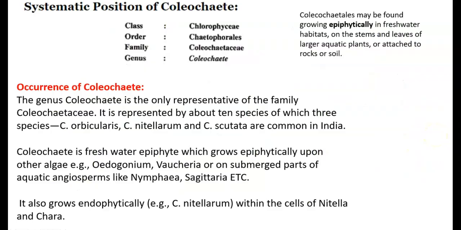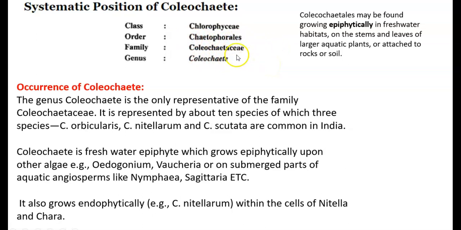Okay, now coming to the systematic position of Coleochaete. Whenever we write an answer, I always tell that we have to be careful to write the systematic position, because that will give an impression to the examiner. It belongs to the phylum Chlorophyta, then class Chlorophyceae, then order Chaetophorales. Remember this, Chaetophorales. Family Coleochaetaceae.